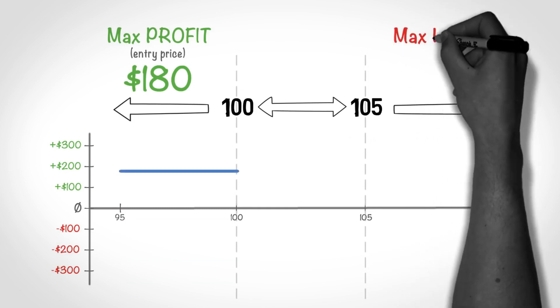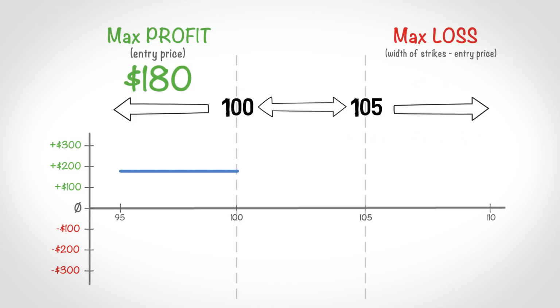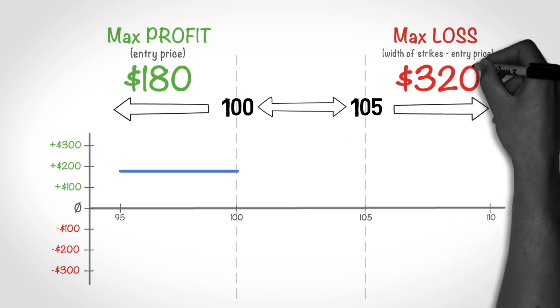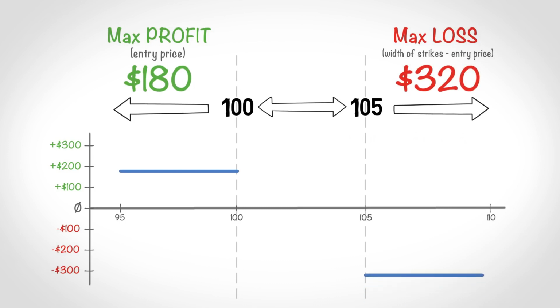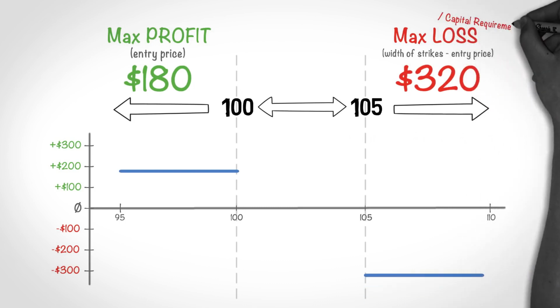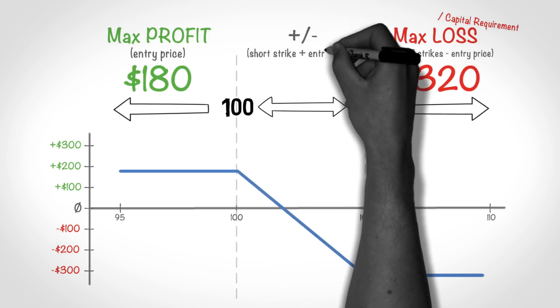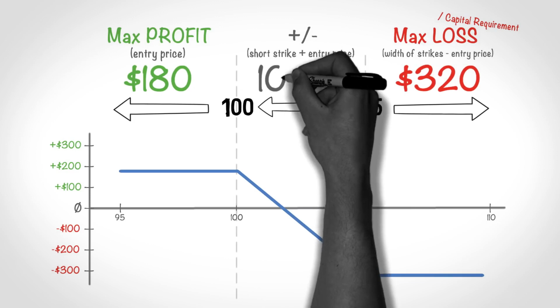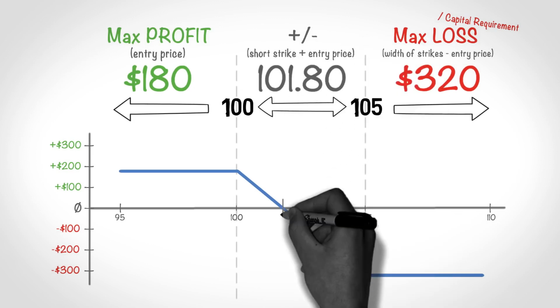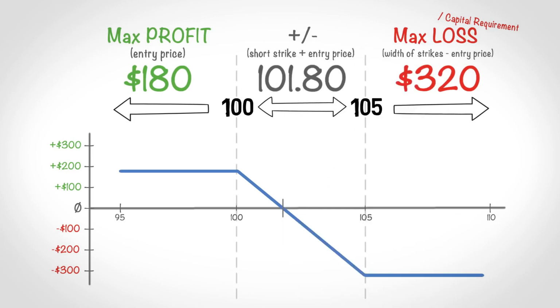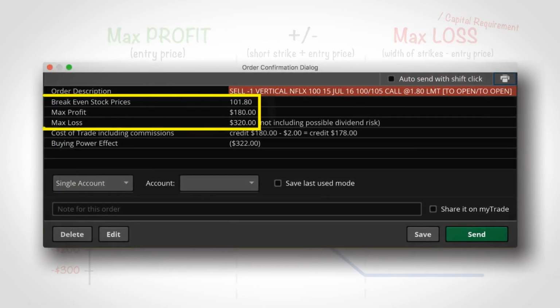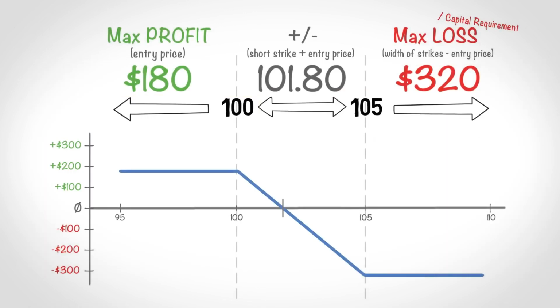Our maximum loss is the width between the strikes of our spread minus the price we entered the trade for, which in this case came out to be $320. And by the way, this is also your capital requirement for the trade. And finally, our break even is our short strike plus the net price we entered the trade for, which is 101.80 in this example. I know this may sound like a lot to remember, but the cool thing is that all of this information is automatically calculated and given to us by the Thinkorswim platform before we send our order.